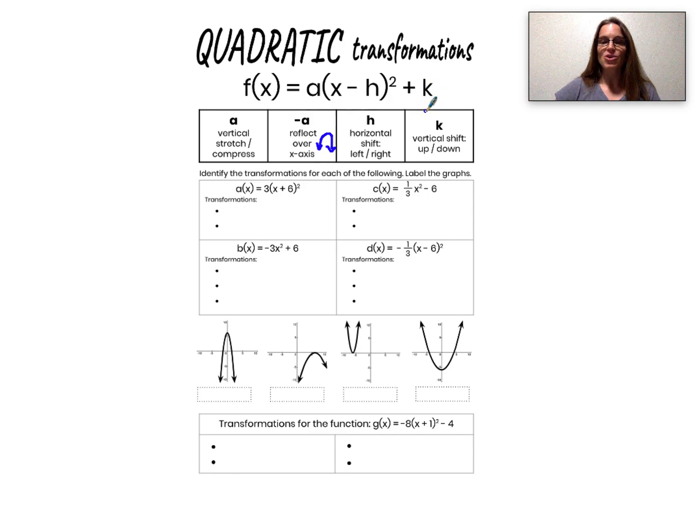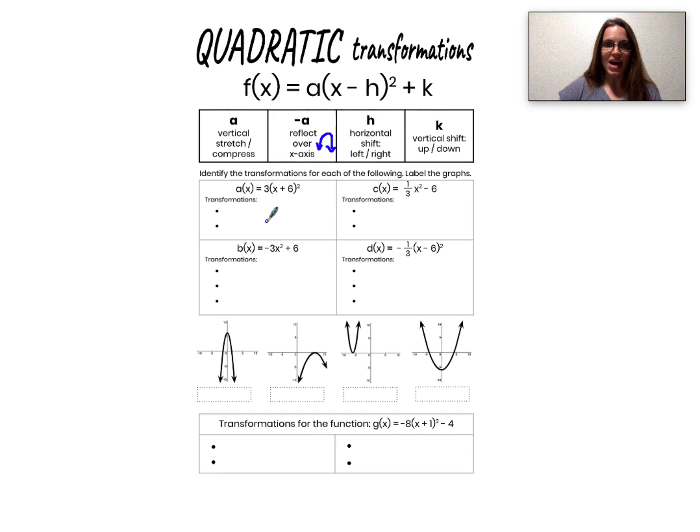For this k value outside of the parentheses, we're shifting the graph up and down, a vertical shift. Plus k is up, minus k is down. Let's identify the transformations for each of these graphs using our understanding summarized above.